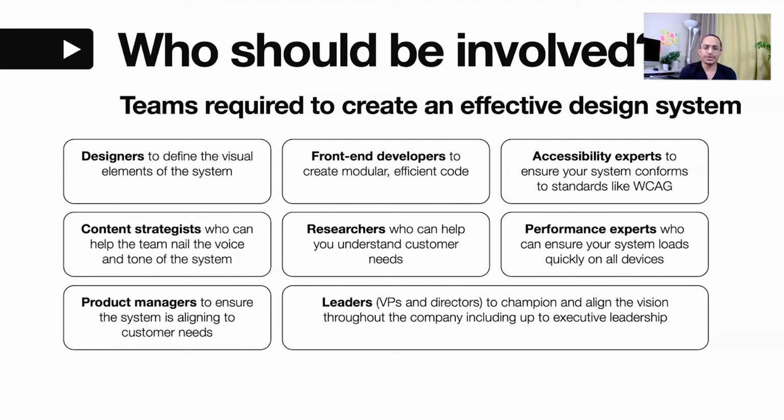Similarly, the product managers ensure the system is aligning to customer needs. They check that whatever you're designing meets the needs of the user or not. And then there are the advocates, basically the leaders, VPs and directors, to champion and align the vision throughout the company, including up to the executive leadership. Once you have the design system, you need someone from the top management to push it into the company, so that everybody uses the same system. Only the leaders are able to do that, so that's why having them in the team or involving them is important.